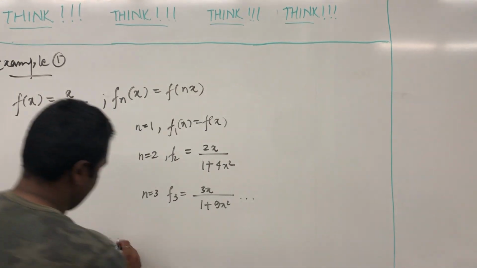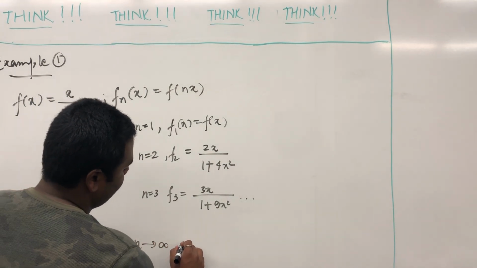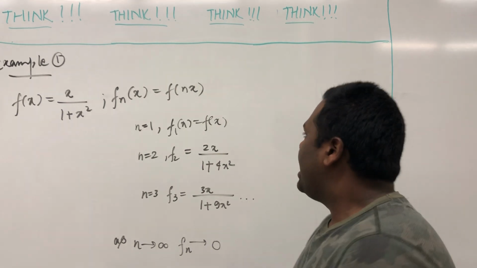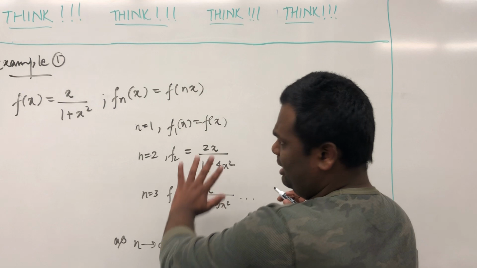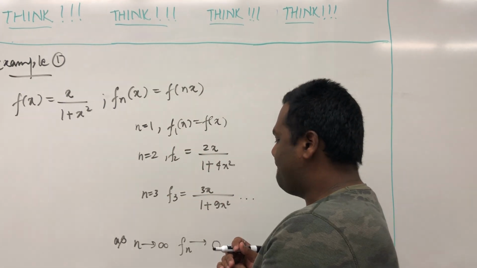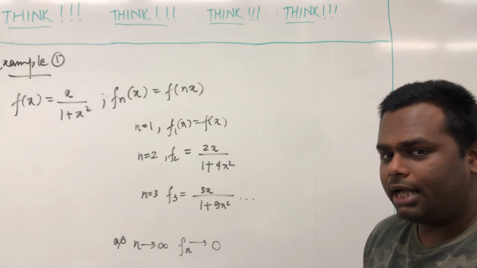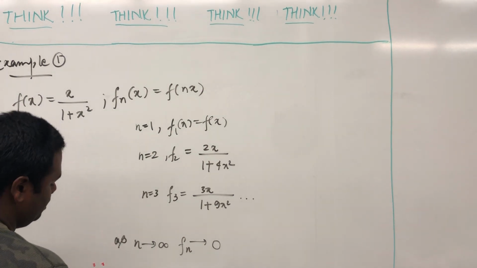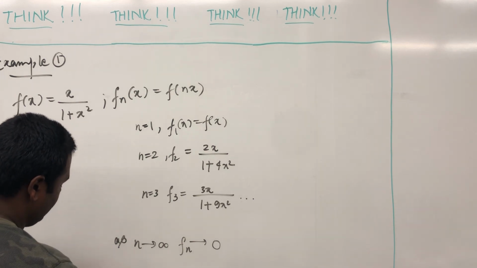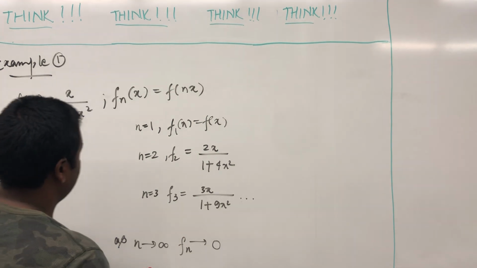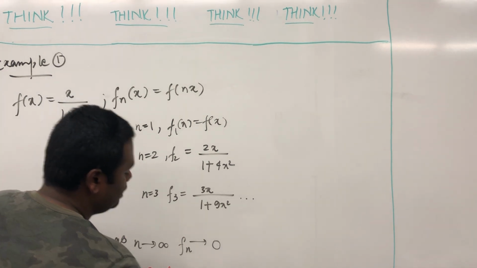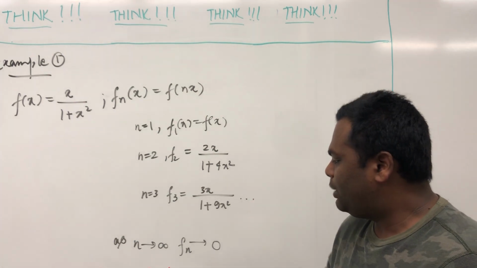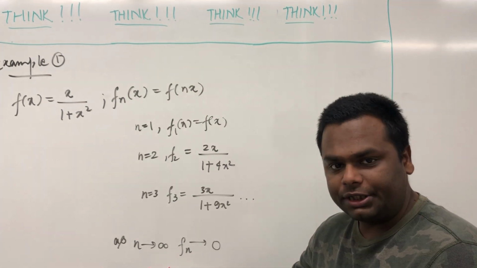We see that as n goes to infinity, fn goes to 0, right? And this looks like nothing new till now, right? But if x goes to infinity, then what happens? Then also the function goes to 0, right? So here we can see that we have one connection between the sequence and the function, right?